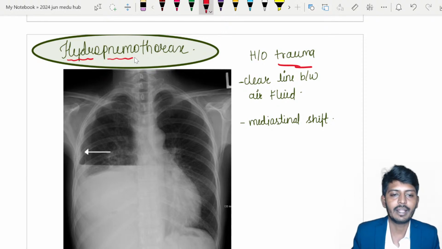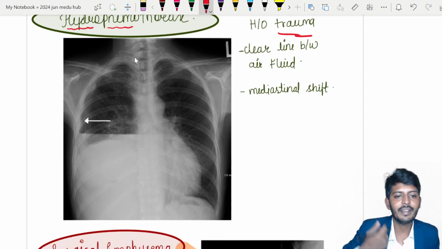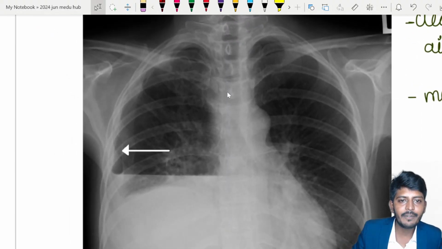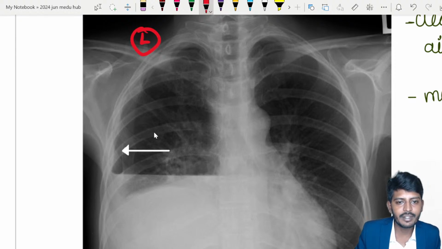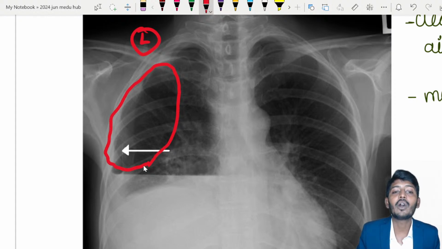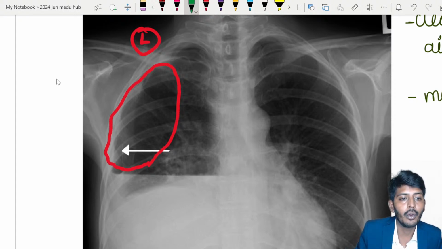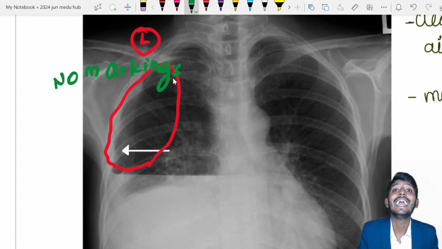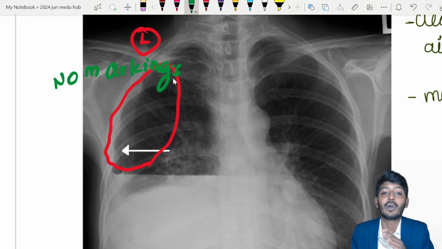First and most important thing, look at this image. Let's zoom in and see on the left side. Yes, this is your left side. On the left side, in this particular area, are there any bronchovascular markings? No, no markings. If there are no markings, what is suggesting what has happened? Yes, air has entered and it has collapsed the lung.